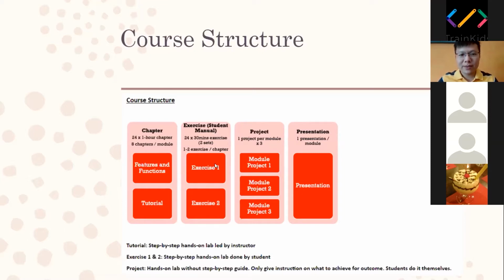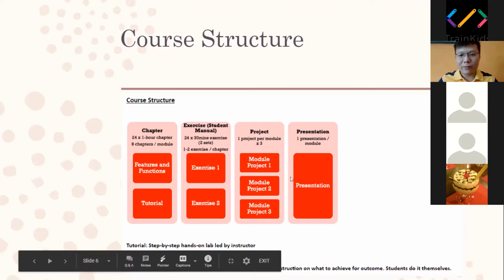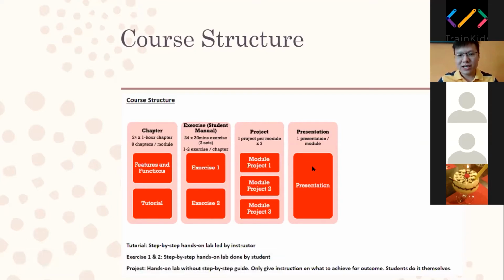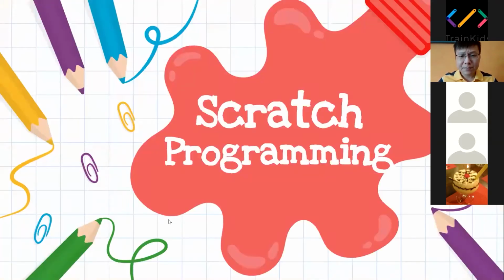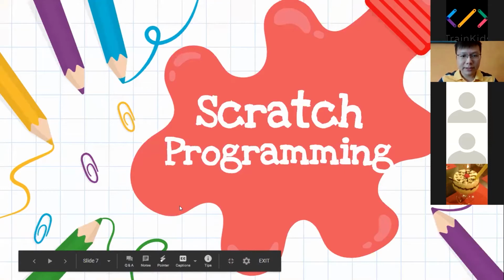If kids are interested in learning coding, they will sign up for the 12-week course, which is module 1, and another 12-week course, which is module 2. Entering level 3, they will have a presentation at the end of each module. So the whole course structure is like this. Let's start.